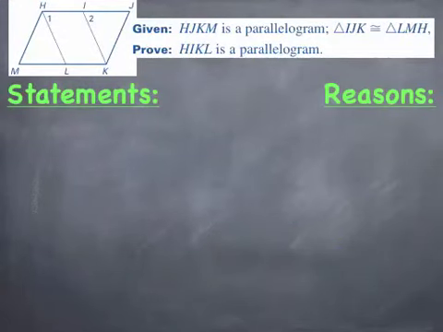This next proof is a long proof. It's actually going to take two different slides, so kind of stick with me. They tell us that HJKM is a parallelogram. So the larger shape here is a parallelogram. They also tell us that triangle IJK is congruent to triangle LMH. They're asking us to prove that HIKL is a parallelogram. HIKL would be the smaller parallelogram that's kind of cutting through the larger parallelogram on the screen.